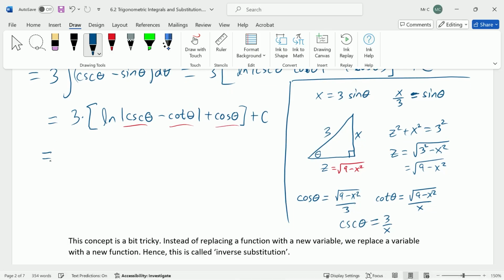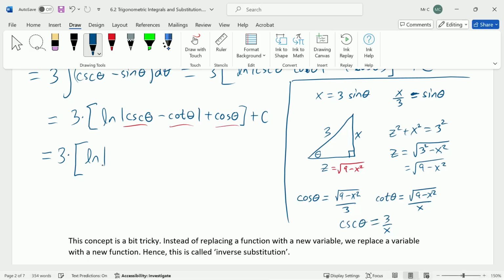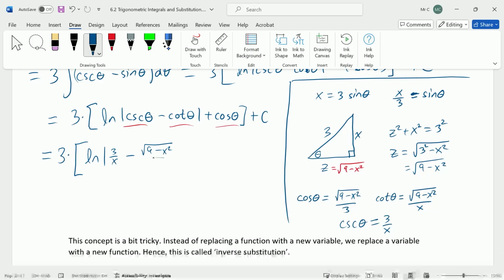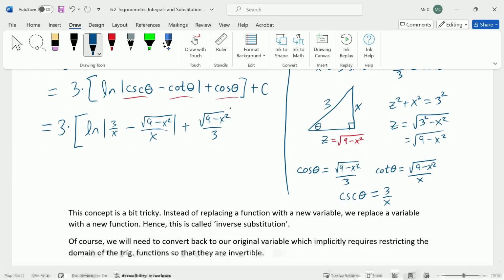And now I can substitute all this stuff back in and get 3 times the natural log of the absolute value of cosecant of theta, which is 3 over x, minus cotangent of theta, which is the square root of 9 minus x squared over x, absolute value, plus cosine of theta, which is the square root of 9 minus x squared over 3. Plus c.